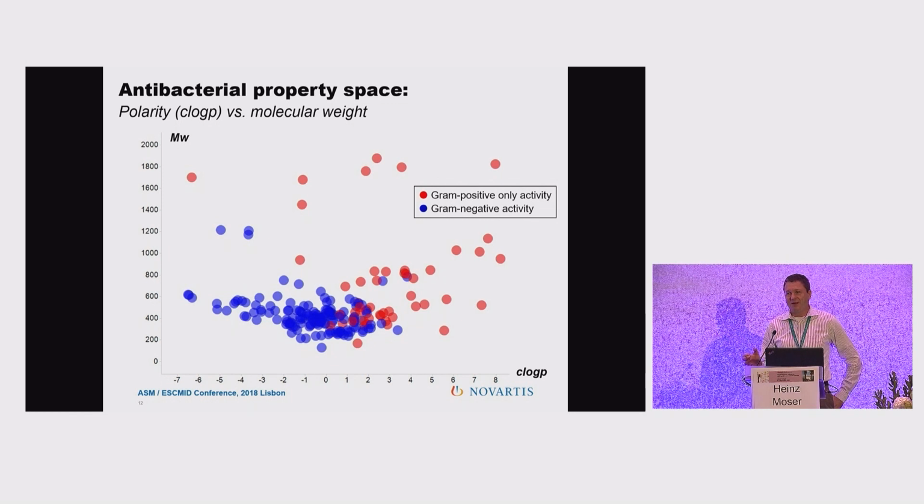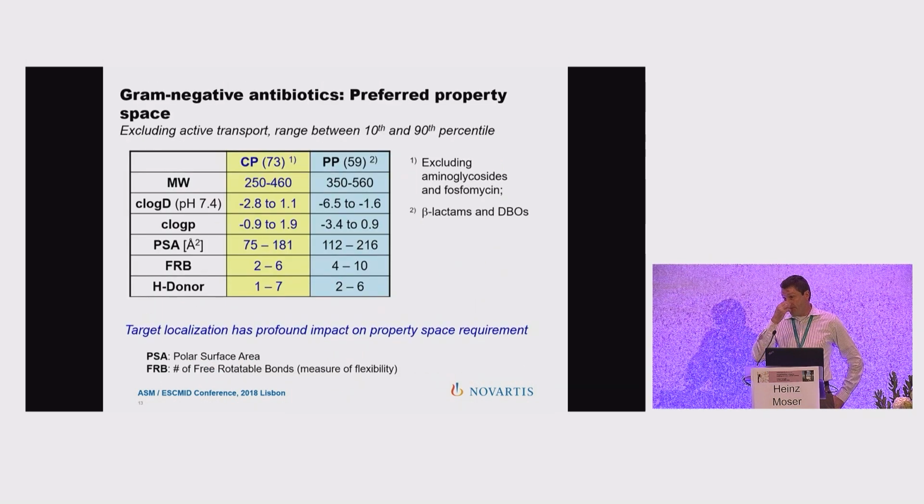This is not a rule carved in stone. This is just trying to learn from past compounds being successful. Now, what matters as well, as you can imagine, is where actually your target is. If your target is in the periplasm, your compound doesn't have to enter the inner membrane. However, if your target is in the cytoplasm, it has to go through both membranes and avoid efflux, obviously.